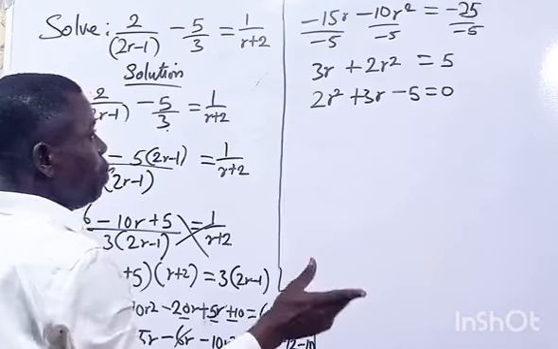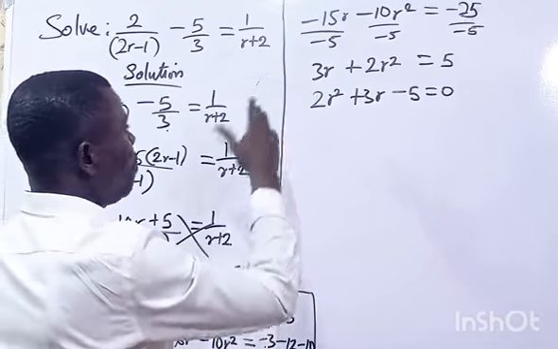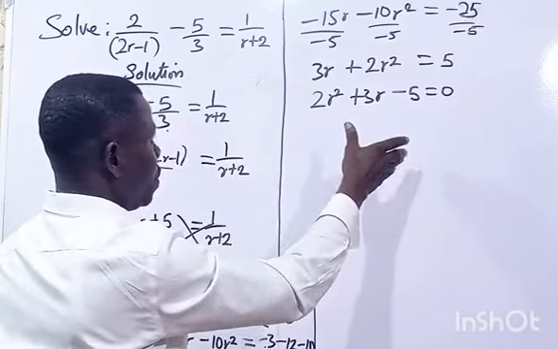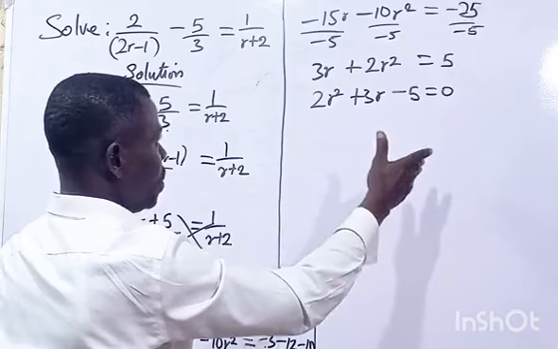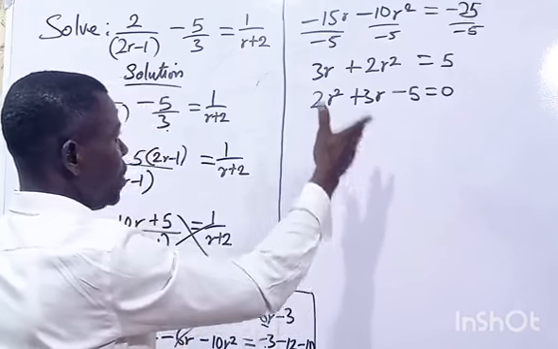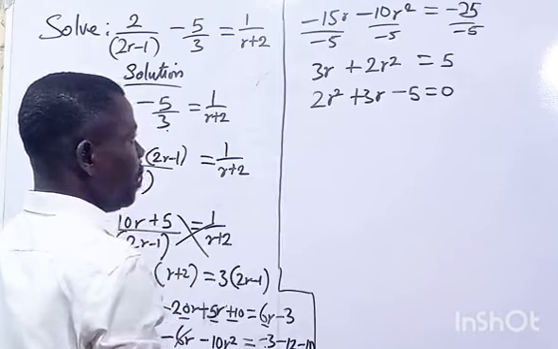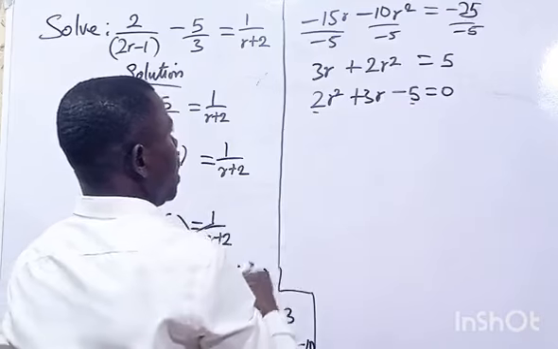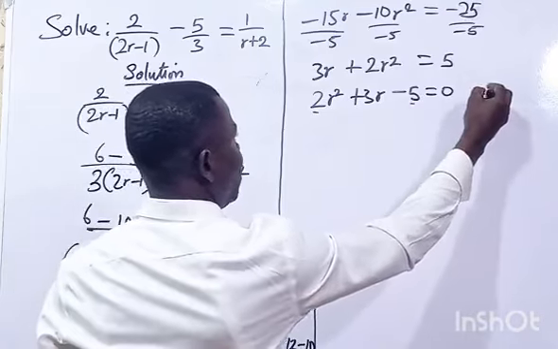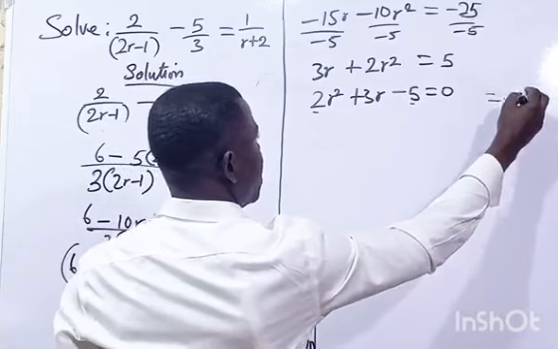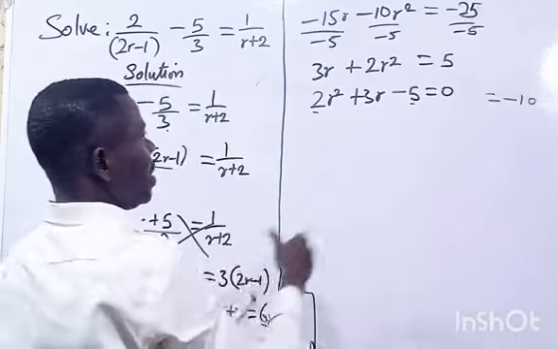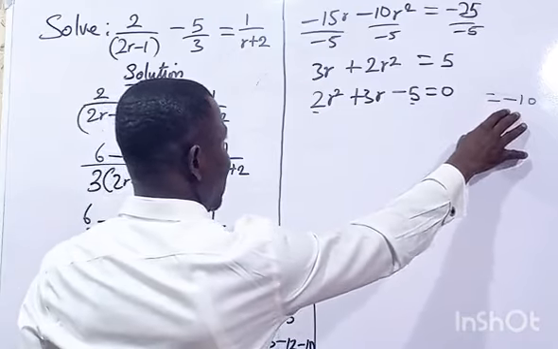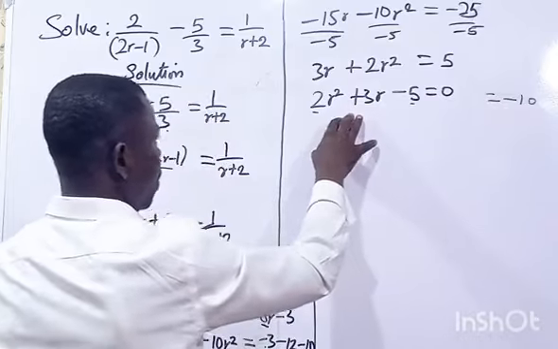Now we can use several methods. We can use the factorization method or the general formula method. Here, let's use the factorization method. If we do that, these 2 and minus 5 together, 2 times minus 5 will be minus 10. So we're going to look for two terms that when we multiply them give us minus 10, and when we add them give us plus 3.